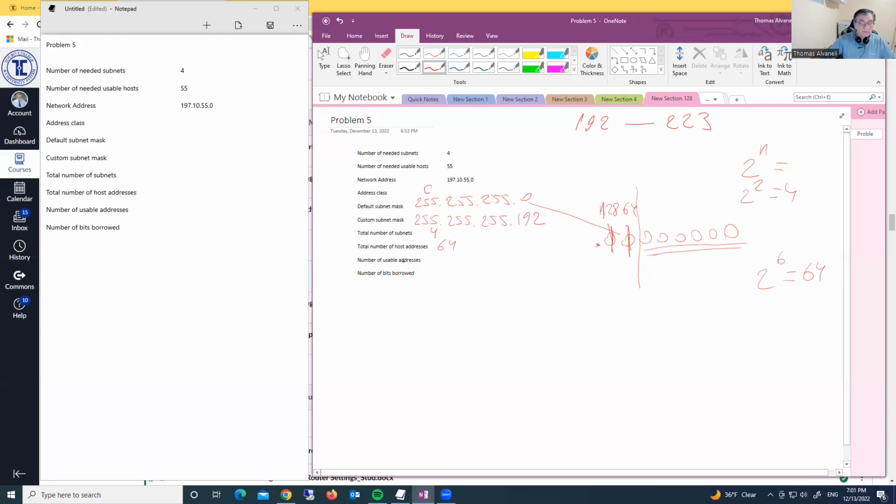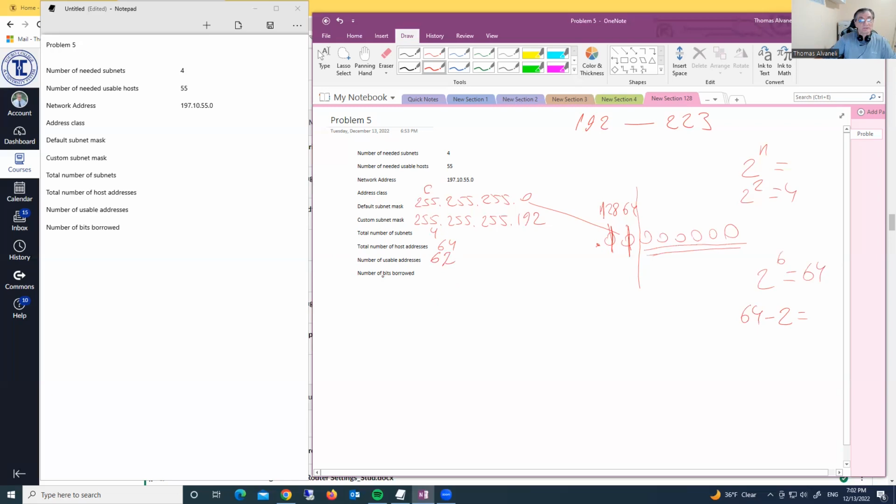Now, number of usable addresses. So what's the difference between the total number of host addresses and the number of usable addresses? It is 2 to the power of h minus 2. So from 64, we subtract 2 because we don't use the network address and broadcast address. Those two addresses are not assignable, not usable addresses. We cannot assign those two addresses to the hosts. So the number of usable addresses, we have 62.